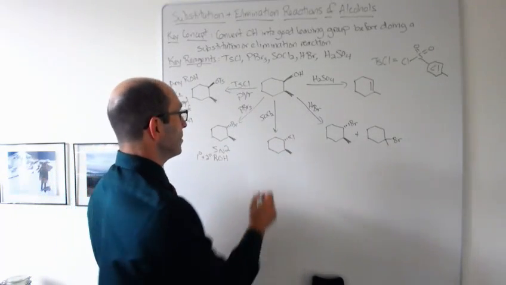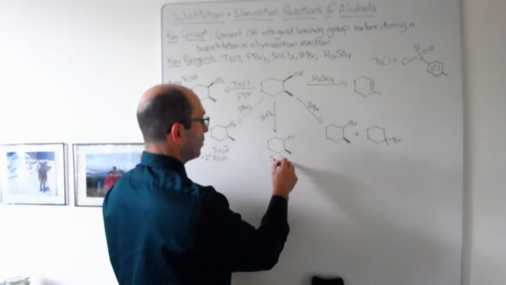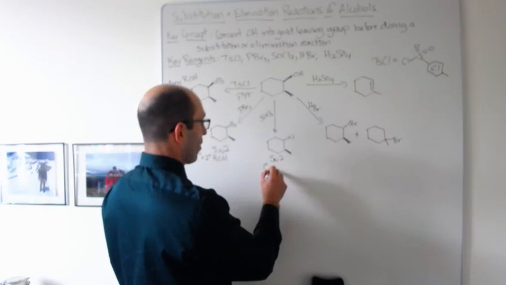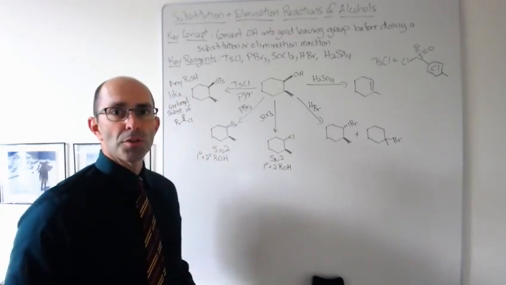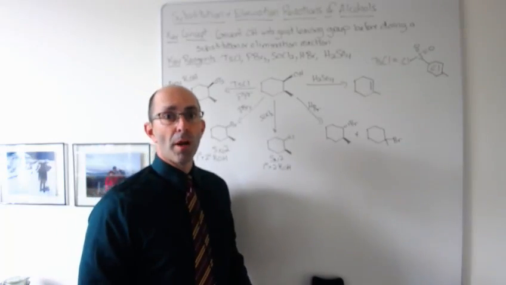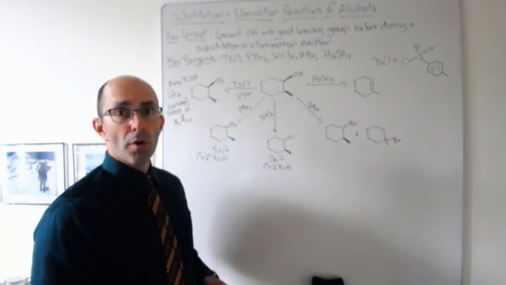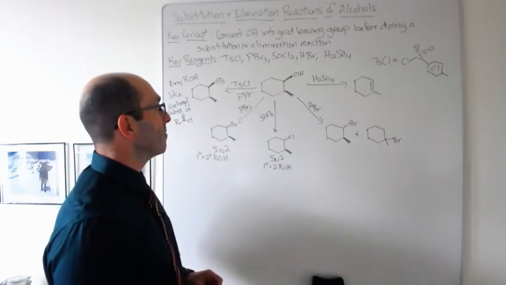Thionyl chloride, same deal. We get inversion, it's an SN2 reaction. It's only going to work for primary and secondary alcohols. Right? Tertiary alcohols will not react with thionyl chloride, SOCl2, or phosphorus tribromide, PBr3.